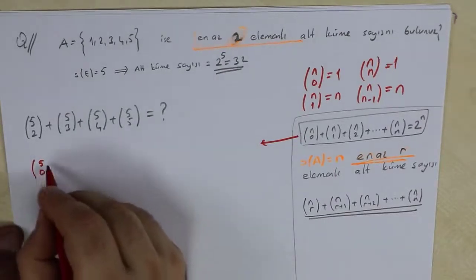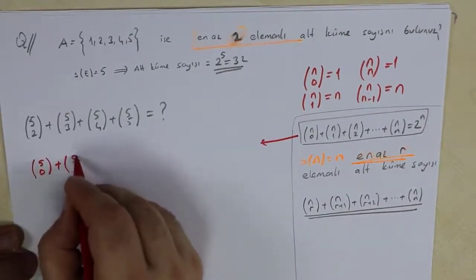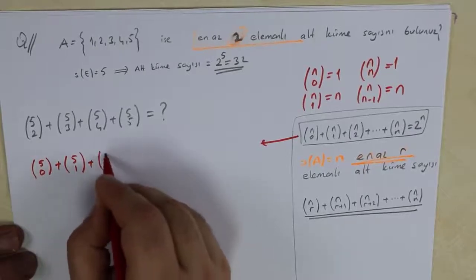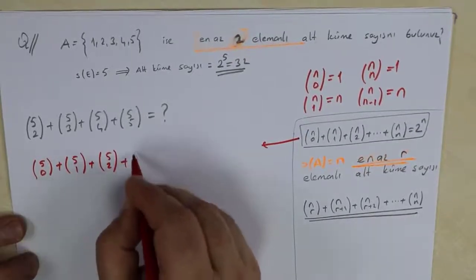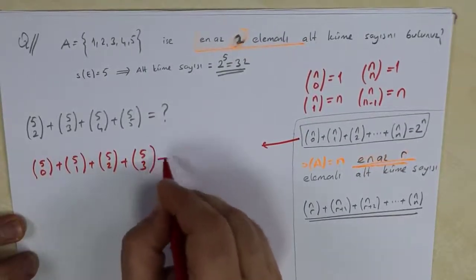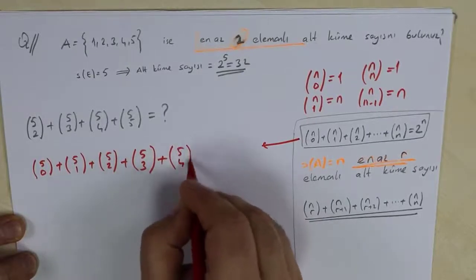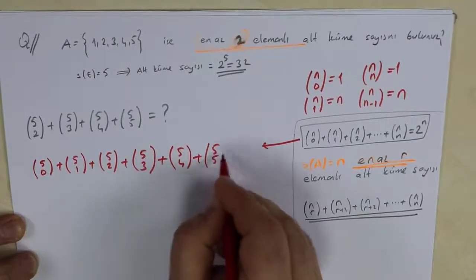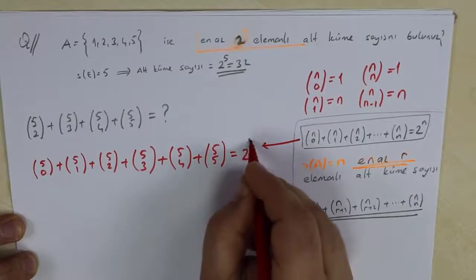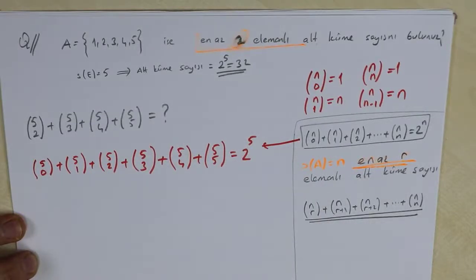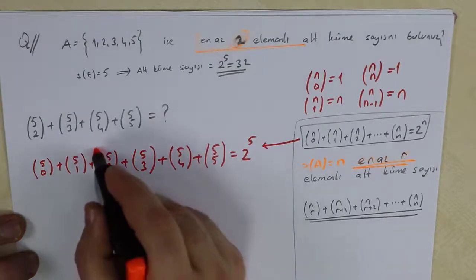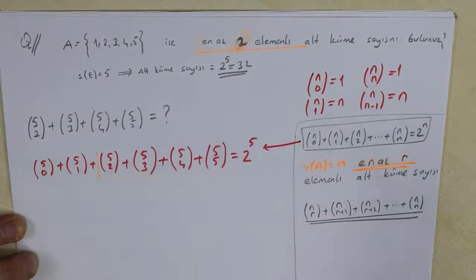So combination 0 out of 5 plus combination 1 out of 5 plus combination 2 out of 5 plus combination 3 out of 5 plus combination 4 out of 5 plus combination 5 out of 5 equals 2 to the power 5. This is the common rule given to the right. What is requested from us is this part, from 2 and above, at least 2. This is the part that's requested.